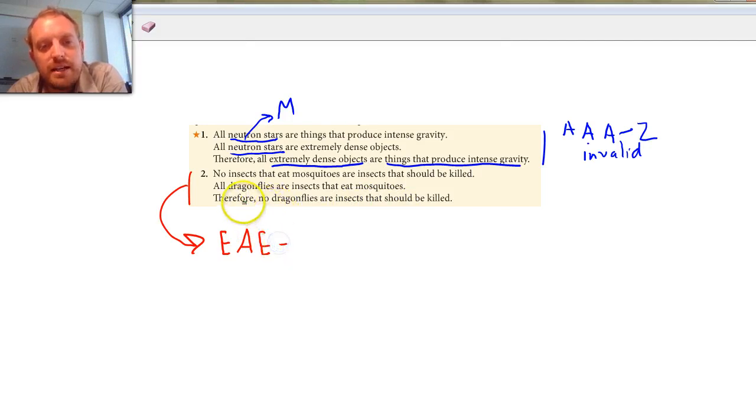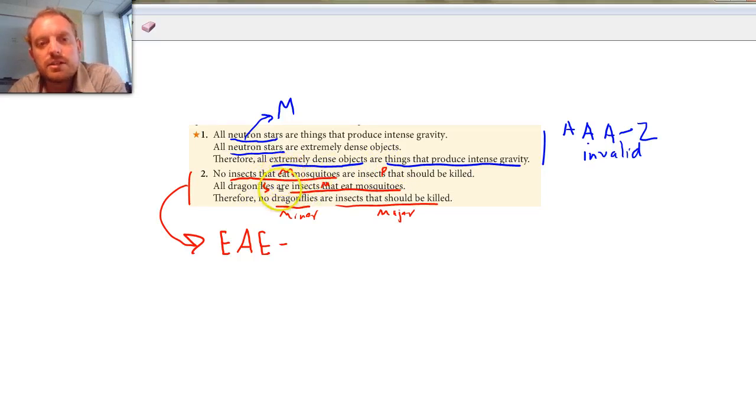Okay. Now, what's the figure? Again, dragonflies and insects that should be killed. This is the major. This is the minor. So the question is, what's not? Insects that eat mosquitoes are insects that should be killed. Dragonflies are insects that eat mosquitoes. So insects that eat mosquitoes, this is the middle term. Okay, and you can see it occurs here. M, M, this is the P, and this is the S.